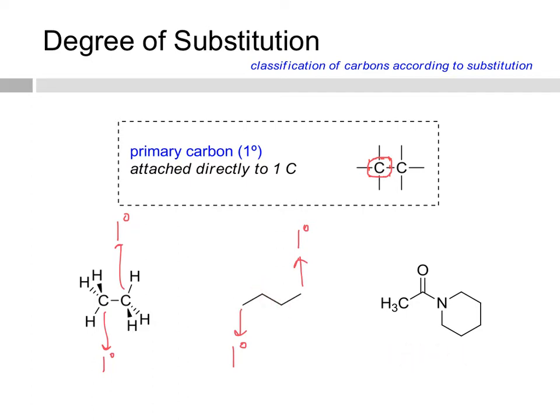In this last example, we have this as a primary carbon because it's attached to one other carbon. And then if we consider the carbons in this ring here, these are each attached to 2 other carbons, so they don't qualify. But these 2 carbons are also primary carbons. They're attached to only one other carbon.